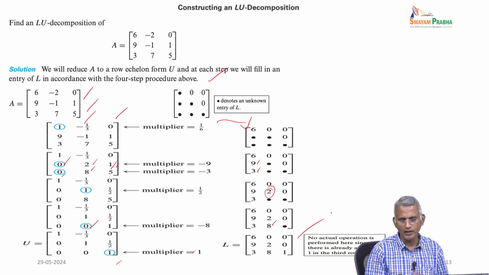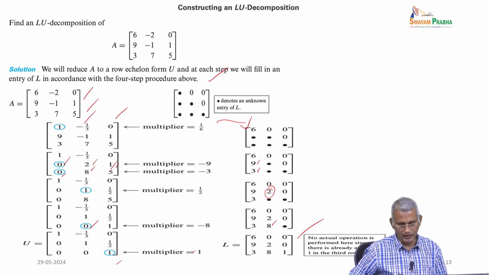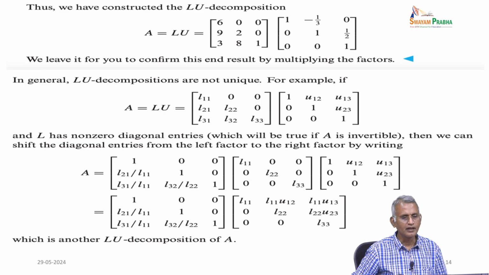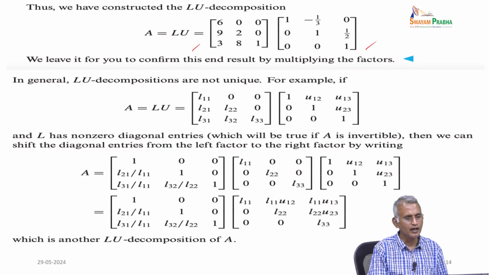So, we can form a lower triangular matrix with the help of the row reduced matrix. There is a very simple rule: the leading entry is 1, and correspondingly the upper triangular matrix is generated, and the lower triangular matrix is also generated, and then we have L and U. We can easily construct the LU decomposition, and we leave it for your confirmation by multiplying the factors. So, this matrix is L, the lower triangular matrix, and this is the upper triangular matrix.